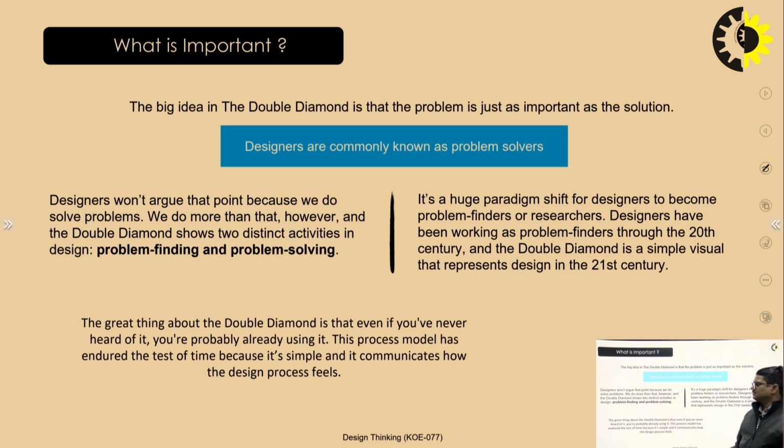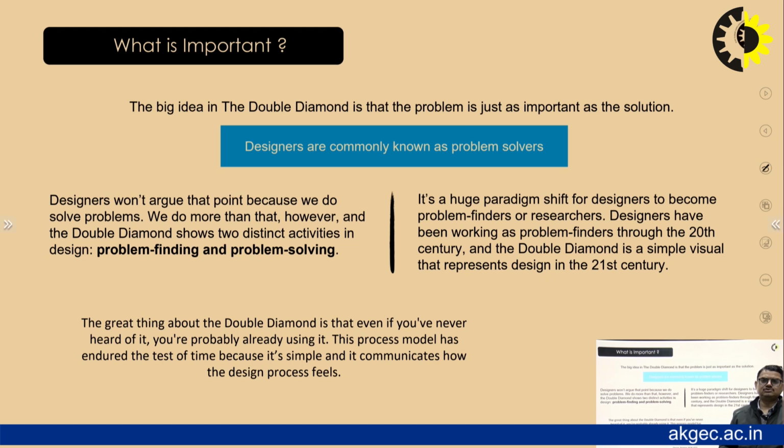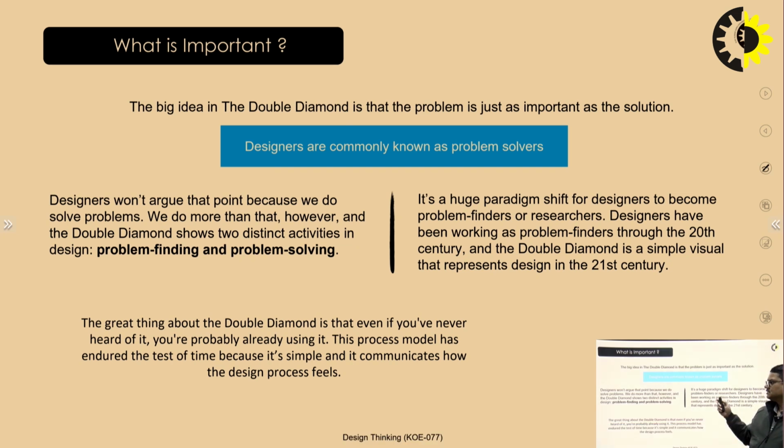If we talk about designers, as an engineer or as a management professional, if you are designing any particular solution, I am referring to all those people as designers. Designers are commonly known as problem solvers. As a designer, I am trying to solve a particular problem. Designers won't argue that point because we do solve problems. As I have already told you, we do more than that actually. However, the double diamond shows 2 distinct activities in design that are very prominent and very promising: problem finding and problem solving.